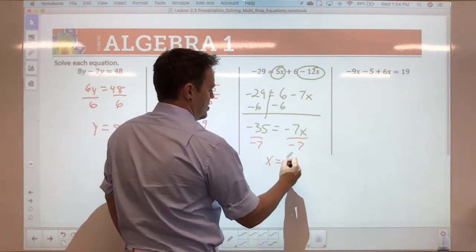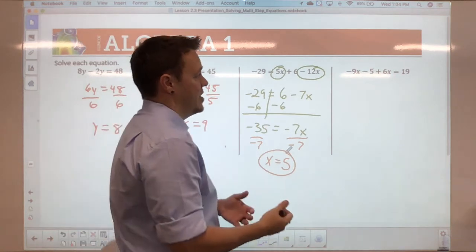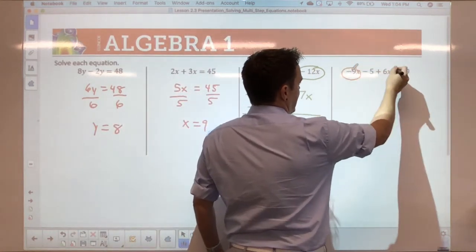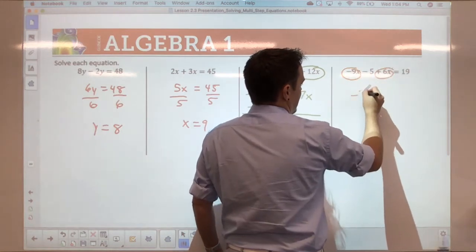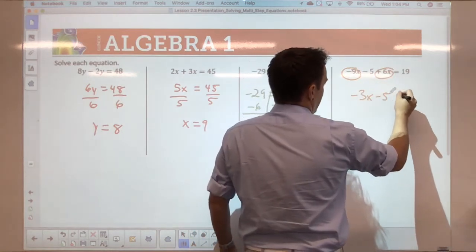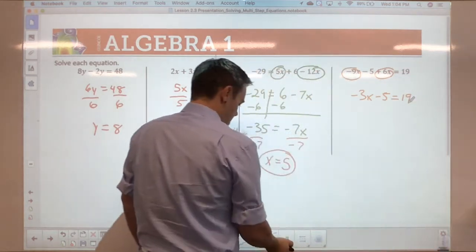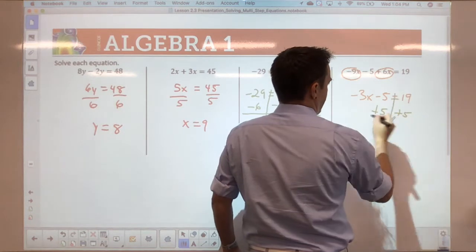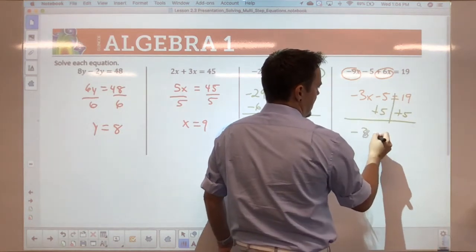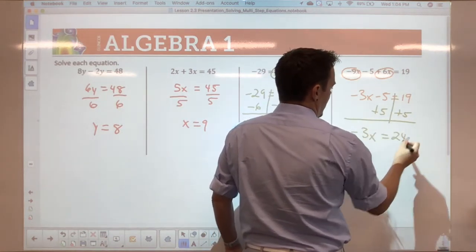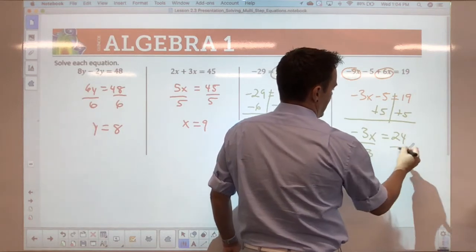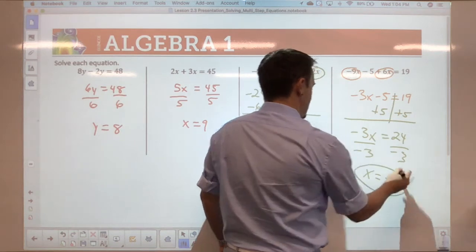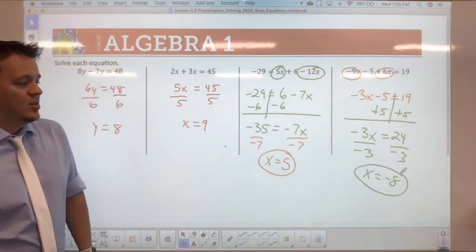X equals 5, right? All right, the very last one that you do on here, combine these terms. So negative 9 and a positive 6 would be a negative 3x minus 5 equals 19. Add 5, so you get negative 3x equals 24. Divide by negative 3, you get x equals negative 8. Kind of on a slant, but you get the gist, right?